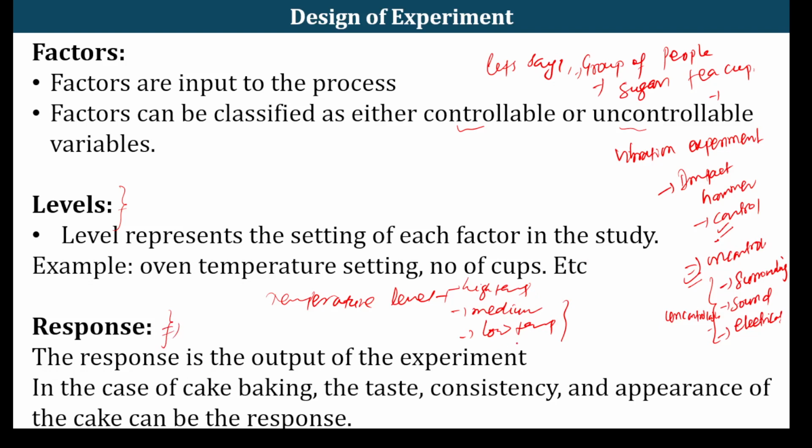Response is the output of the experiment. In the case of cake baking, first will be the taste. Second will be the consistency. If a customer has taken it, they will say, last time we took it, the taste was too good, the appearance was too good, whether it came the same or there is some difference. So that is consistency, maybe the taste. Then the appearance of the cake can be the response also.